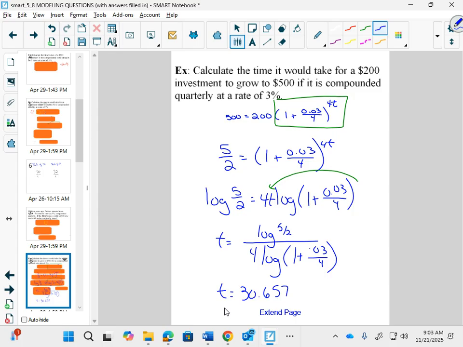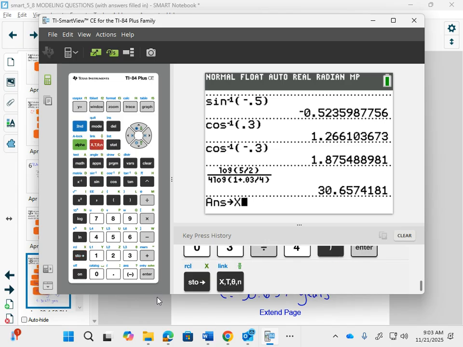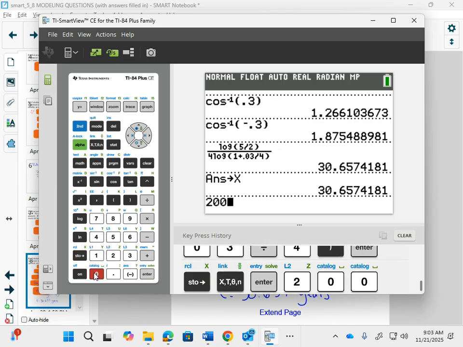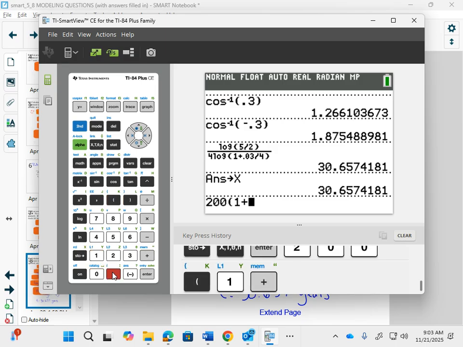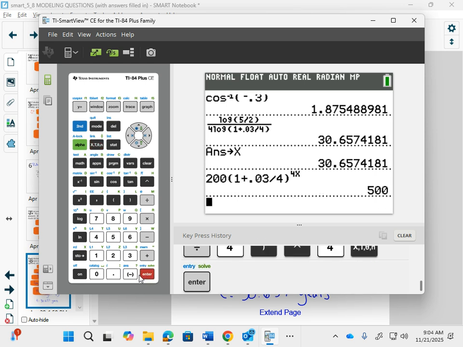And all of these questions will have units. So we would look back at the original formula that I started at the beginning, which would tell you time was in years. So you're going to need to have years there. And just like our previous questions when solving for exponents, I would take this answer, store it in my calculator, and do a quick check. The original question had 2 times (1 plus 0.03 divided by 4) to the power of 4x. If this comes out to $500, yes, then you know that you did it right.